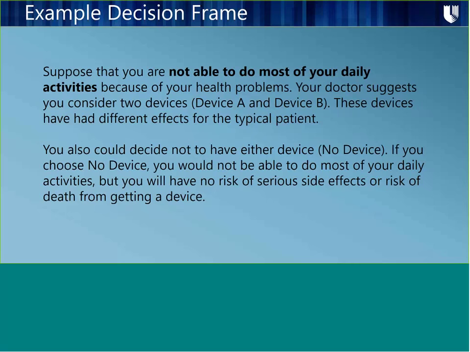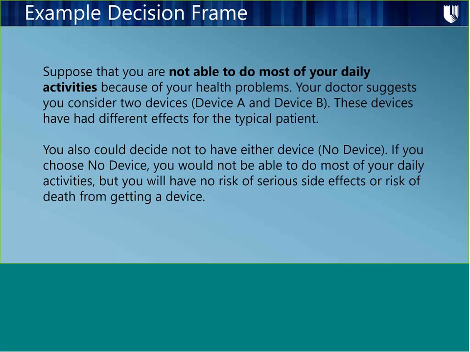So we have to choose a frame. And by choosing the frame, we realize that we are influencing the results. So if we have to choose a frame, because frames are in every decision you make in real life, then we should pick a frame that is clinically relevant. That is, it's the kind of frame that the patient actually might encounter in making a treatment decision. So here's an example. Suppose you're not able to do most of your daily activities, blah, blah, blah. Your doctor suggests that you consider 2 devices. These devices have different effects. You could also decide not to have a device, and if you make that decision, you wouldn't be able to do your daily activities. So we're setting this up.